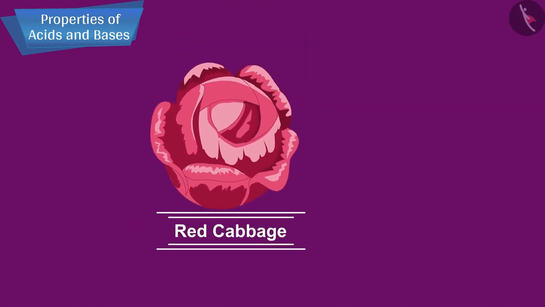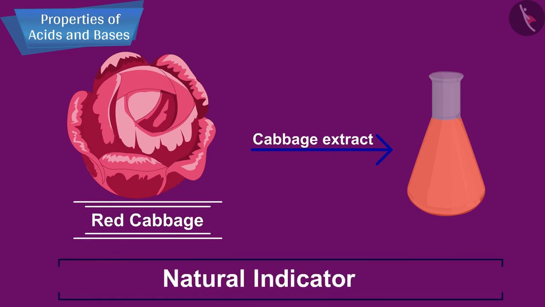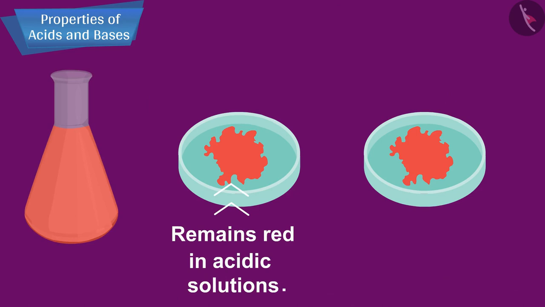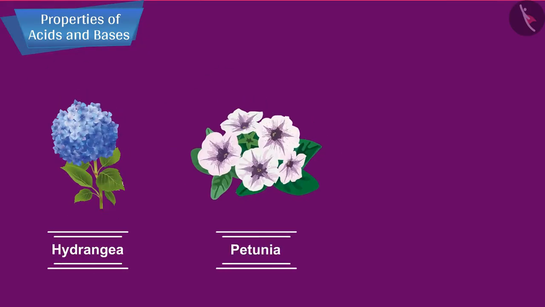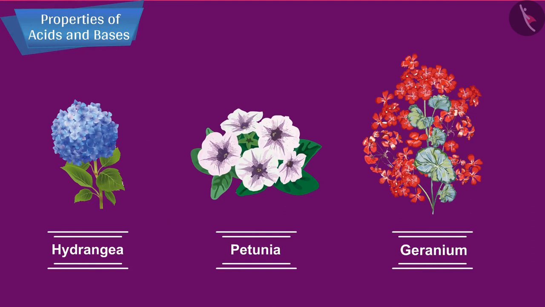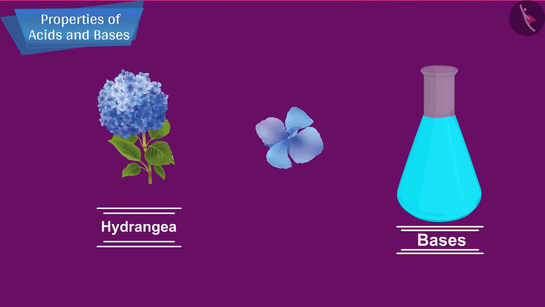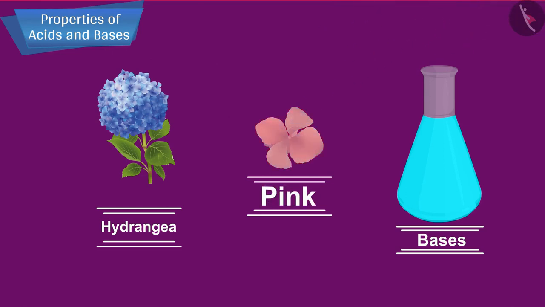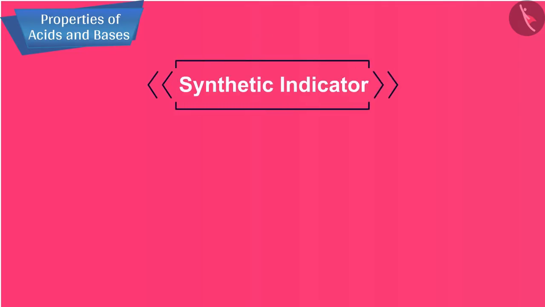The red cabbage extract, obtained from red cabbage leaves, is also a natural indicator, and that is red in color. It remains red in acidic solutions and turns green on adding basic solutions. The colored petals of some flowers like hydrangea, petunia, and geranium also change color in the presence of acids and bases and act as indicators. For example, the flowers of the hydrangea plant are blue in color and they turn pink in the presence of basic solutions.